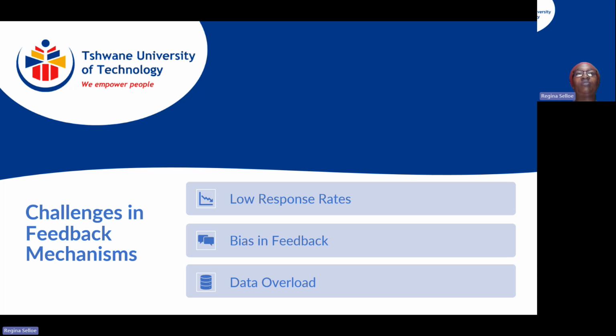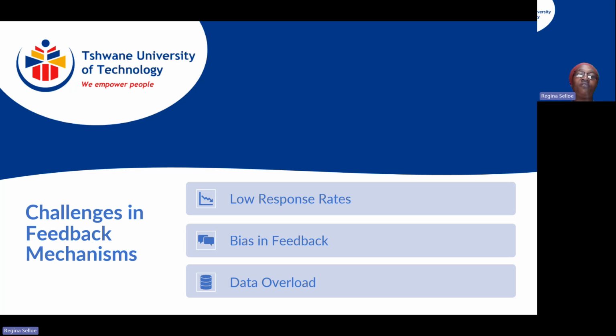So a solution sometimes when we have low response rates is incentivized participation with rewards, or we create a short and engaging survey. Then another challenge with feedback mechanisms is bias in the feedback. Customers with extreme opinions, very satisfied or dissatisfied, are likelier to respond. And how do we solve that? We implement a balance of feedback channels and target diverse customers.